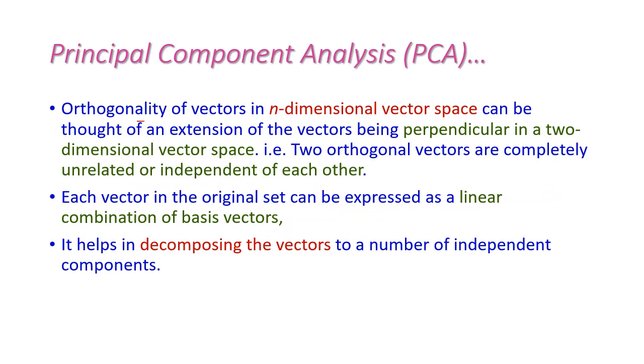Here, the orthogonality of vectors in an n-dimensional vector space can be thought of as an extension of vectors being perpendicular in two-dimensional vector space. For example, this is vector 1 and this is vector 2. So vector 1 and vector 2 are exactly perpendicular to each other. That is, two orthogonal vectors are completely unrelated and independent of each other.